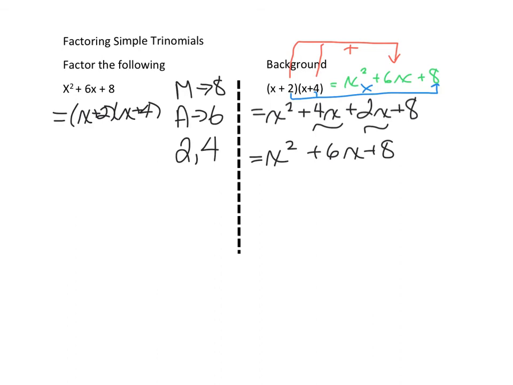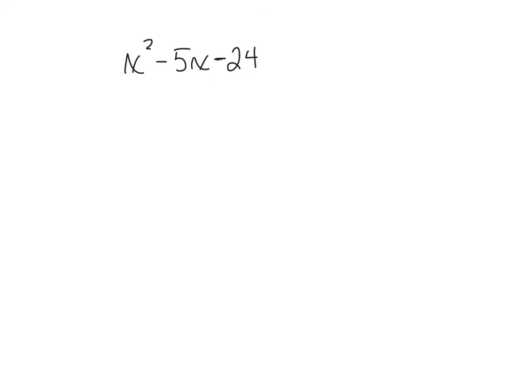Let's do another example just to make sure we're good. So let's try and factor this question. We have to look for two numbers that multiply to negative 24 and add to negative 5. I'm going to write those off to the side just for summary purposes. Multiplies to negative 24, adds to negative 5. And again, there's only a magic pair that satisfies both of those conditions.